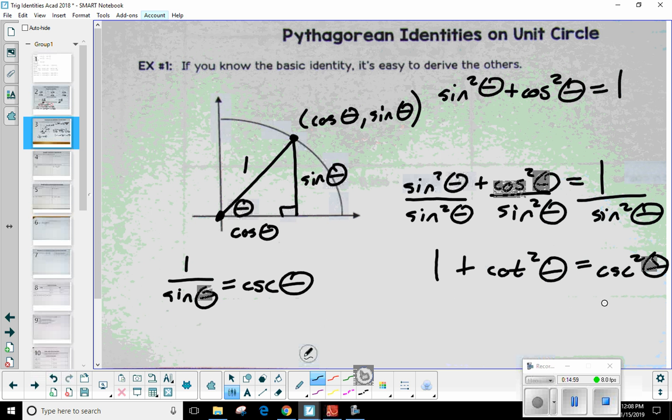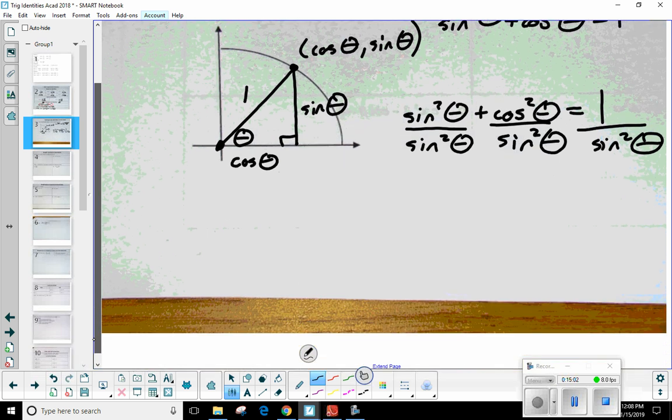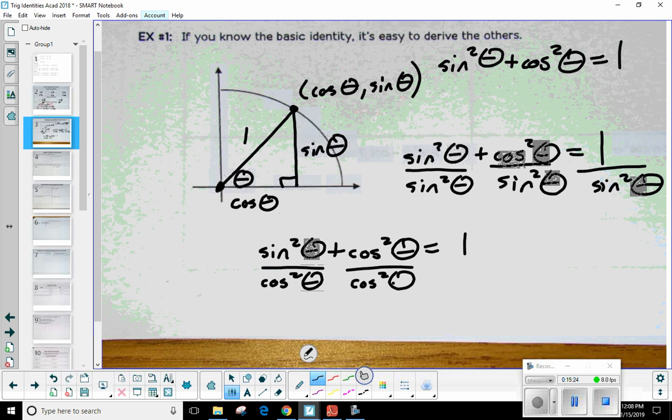I'm going to once again take that main Pythagorean identity, sine squared plus cosine squared is equal to 1. Now here I divided through by sine squared. What do you think I'm going to divide by in order to get the other one? Cosine squared. I'm going to divide each of these by cosine squared. Well, let's see. Cosine squared divided by cosine squared. What is that?